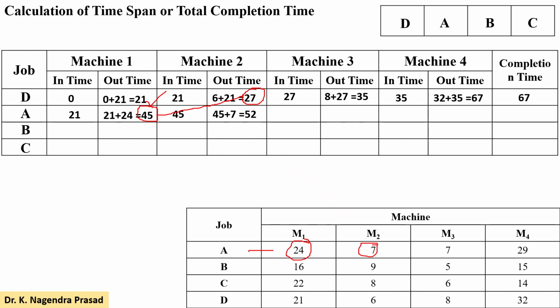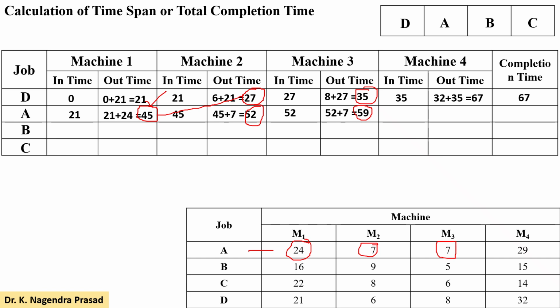So next, job A has to be moved to machine 3. Machine 3 is free after 35 hours, but job A is engaged with machine 2 up to 52 hours. So after 52 hours only it will be moved on machine 3. So in time for job A on machine 3 is 52 and out time is 52 plus 7, which is equal to 59. So after 59 hours, job A will be free.